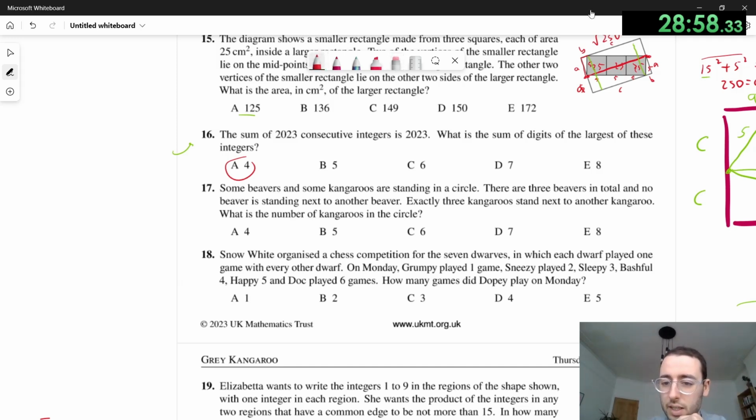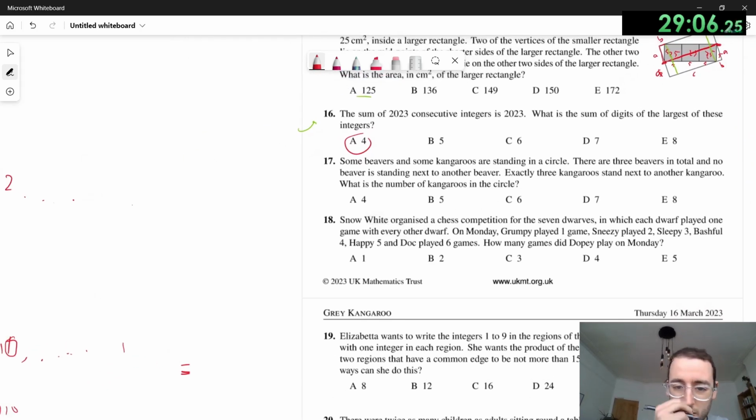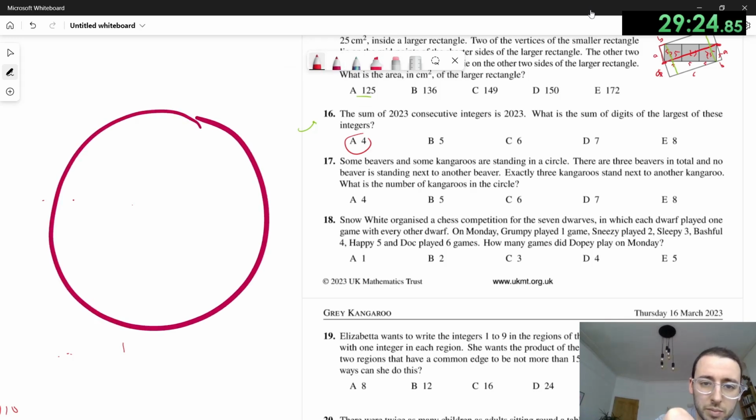Some beavers and kangaroos are standing in a circle. There are 3 beavers in total, and no beaver is standing next to another beaver. So we've got a circle. We've got beavers. Beaver, beaver, beaver. No beavers stand next to each other. Exactly 3 kangaroos are standing next to a kangaroo.